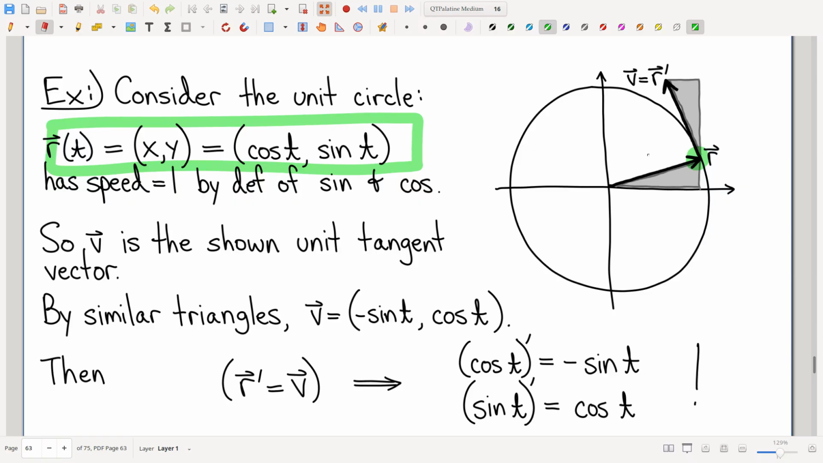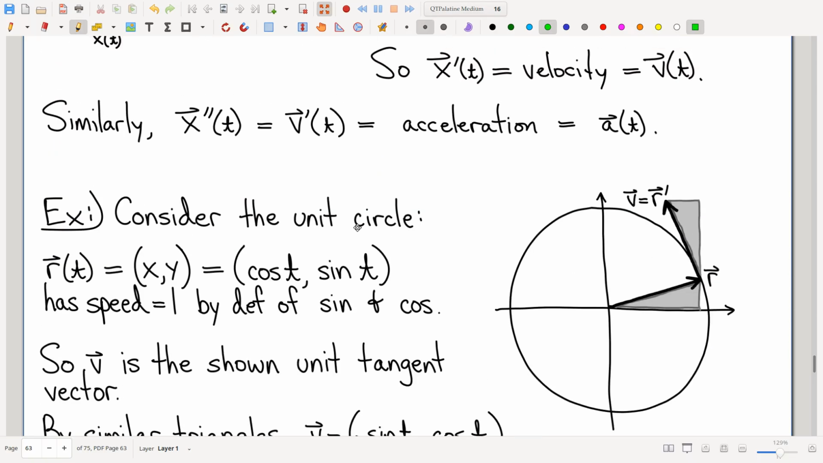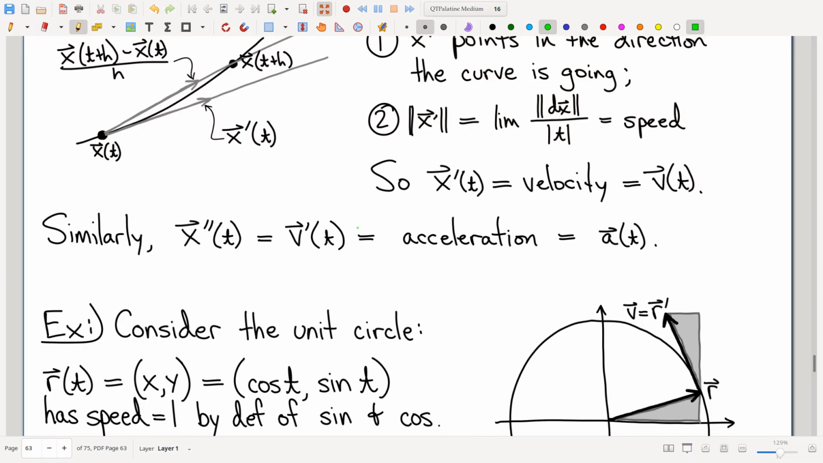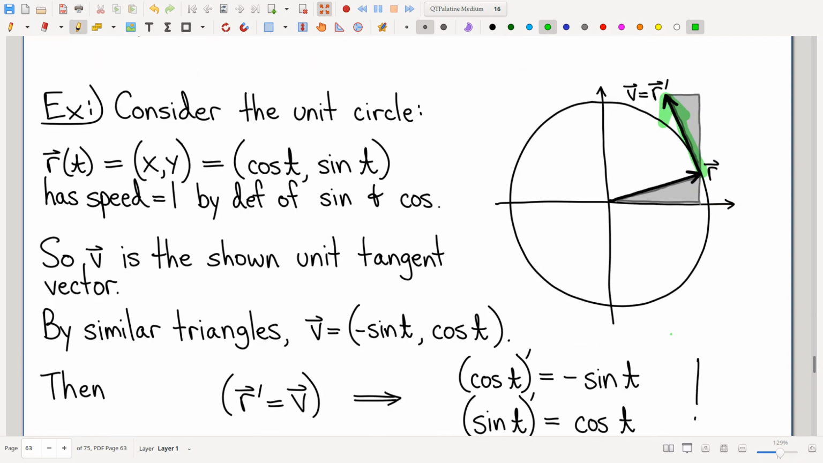Okay. Well, we just learned that the derivative is the velocity. And in particular, that the derivative is a tangent vector. And so looking at this picture here, if that's a tangent vector, by the way, the speed being 1 means I know that the magnitude of that velocity vector is 1, right? And the fact that it's a unit circle means the magnitude of the position vector is 1. So those two hypotenuses, that hypotenuse and that hypotenuse have the same length.